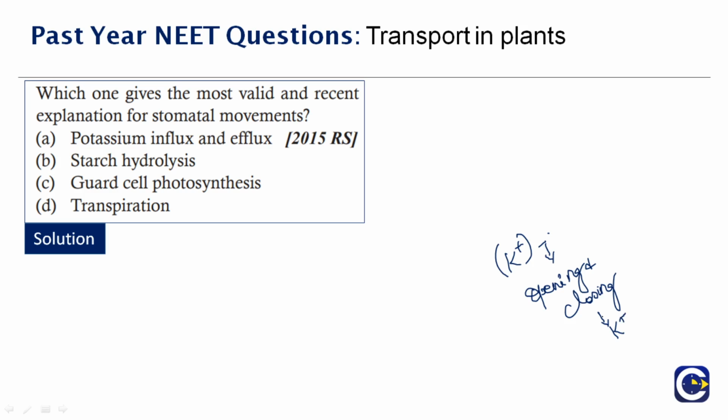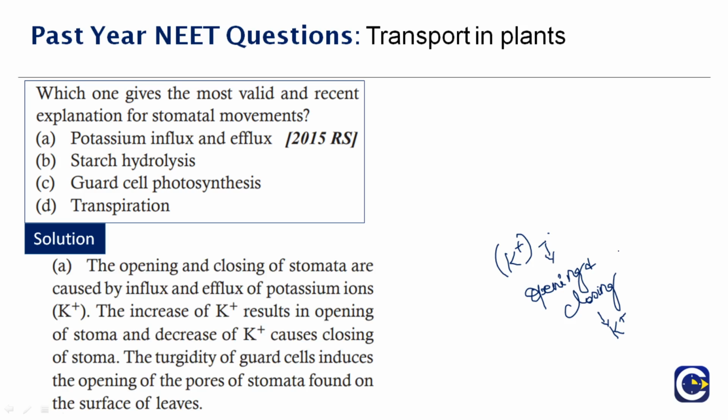Now the turgidity of the guard cells induces the opening of the pores of stomata found on the surface of the leaves. What do you mean by turgid? Rigidity, right? So I've given you a clue of what the answer is. The correct answer is potassium influx and efflux. Always remember, whenever you talk about stomatal opening, it depends upon the potassium concentration. When it increases, the stoma will open, and when it decreases, it will close. Therefore, the correct answer is option A, potassium influx and efflux.